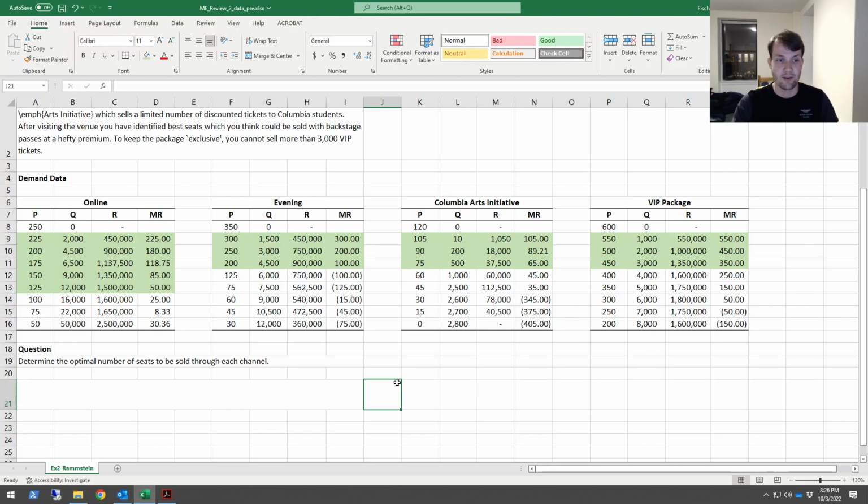So we have filled the stadium, and we're going to sell tickets online for $125. We're going to set aside 4,500 for people that just show up at the evening and want tickets, and we're going to charge them 200. Columbia is going to get highly discounted tickets for 75, but only 500 tickets, and 3,000 VIP packages at 450 each.